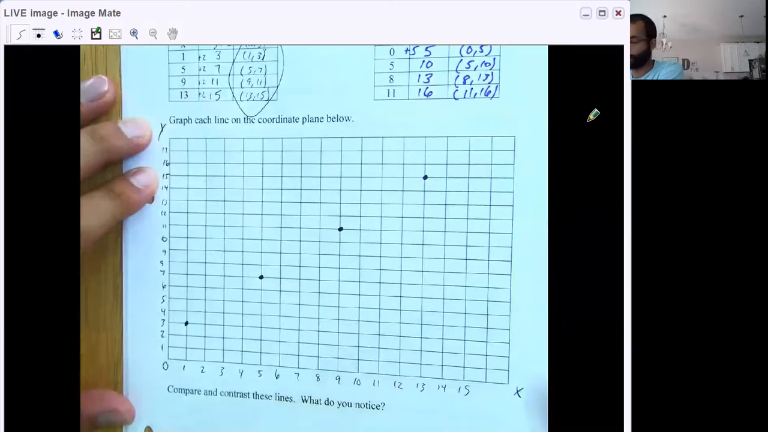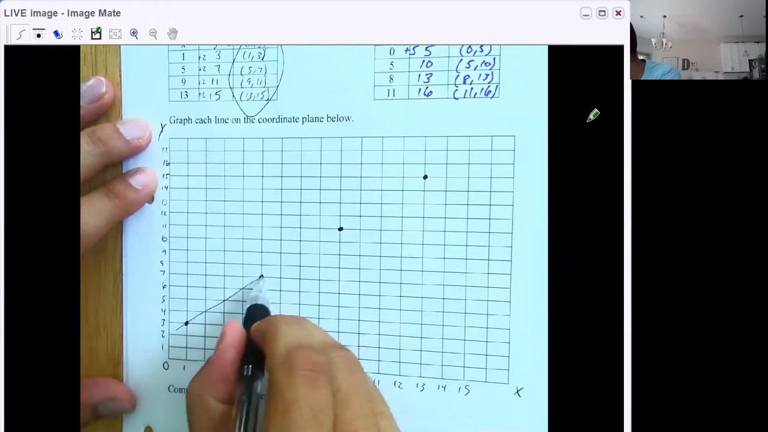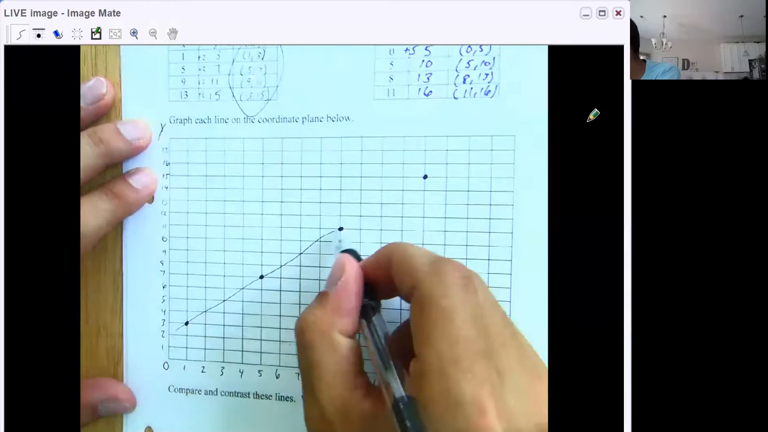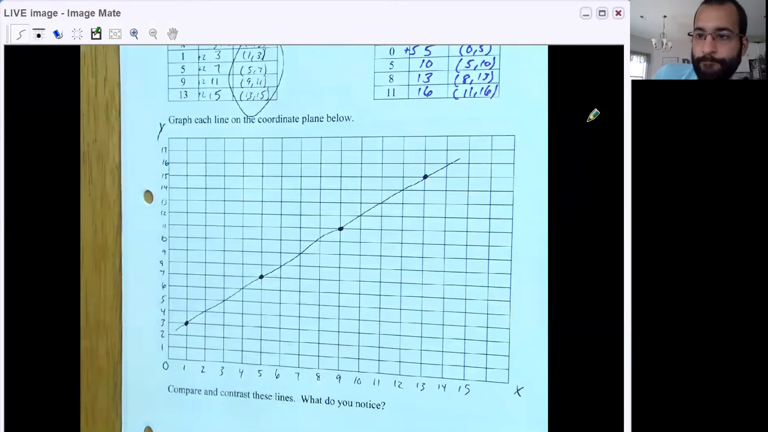All right, I've got those 4. I can now connect them. You might want to use a ruler or a straight edge to make your line really straight. I'll make my best as I can. All right, so there's my 4 points for line A.